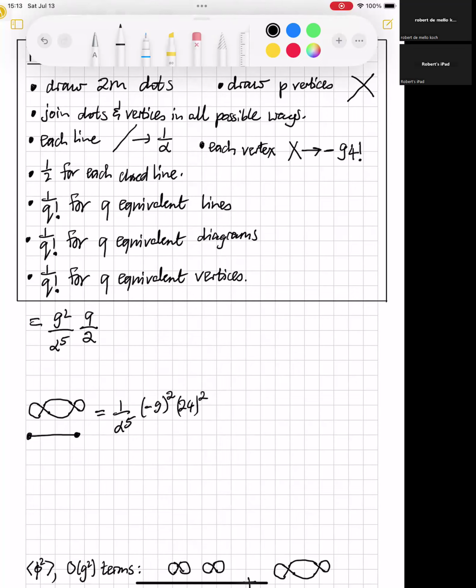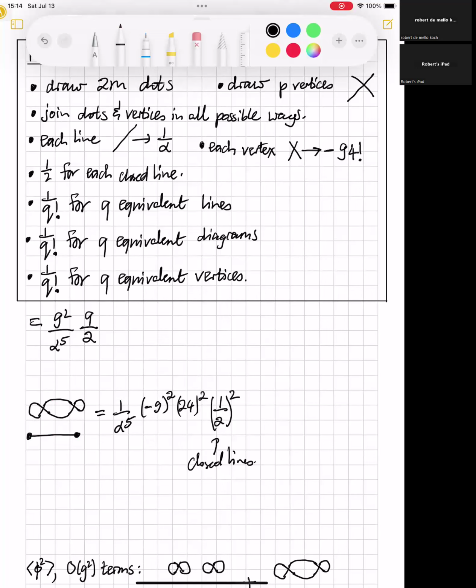Good. Okay, now let's see how many closed lines we've got. Well, there's a closed line sitting over there, and there is a closed line sitting over there. So we've got 2 closed lines. We should get a factor of 1/2 for each closed line. So we will have 1 over 2 squared. So this is for closed lines.